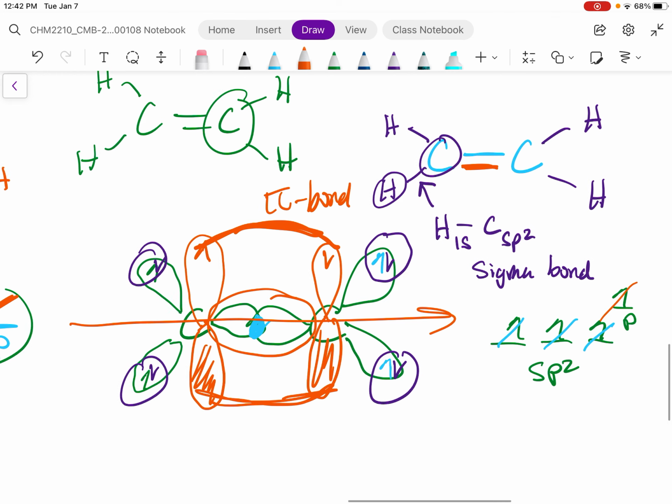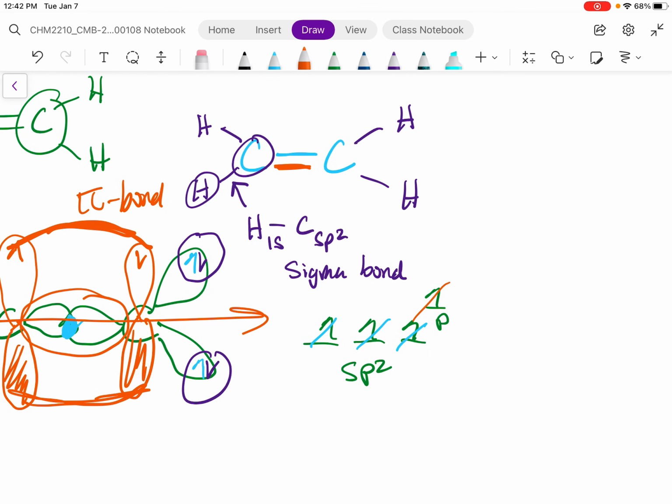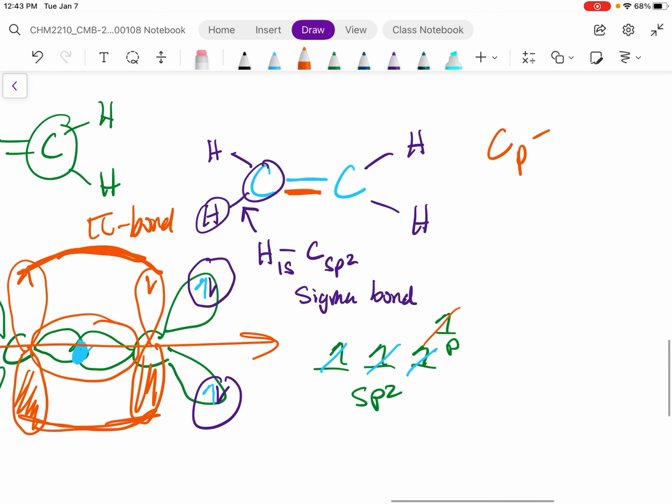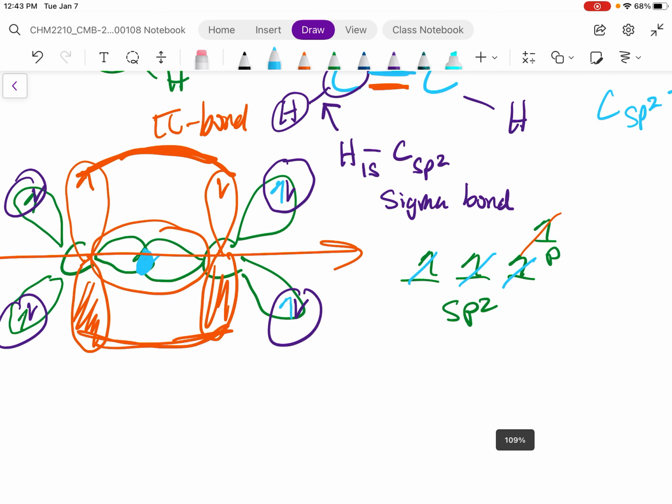How would you describe that orange bond? What orbitals are used to form that orange bond? That would be a carbon p forming a bond with a p orbital. How would I describe this blue bond right there? That would be a carbon sp2 forming a bond with a carbon sp2. Any questions up to this point? No questions.